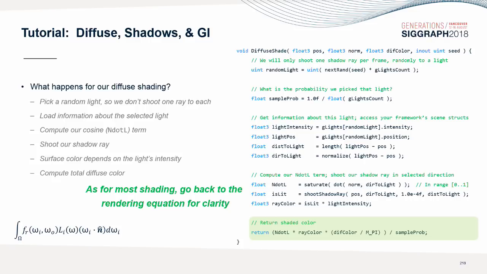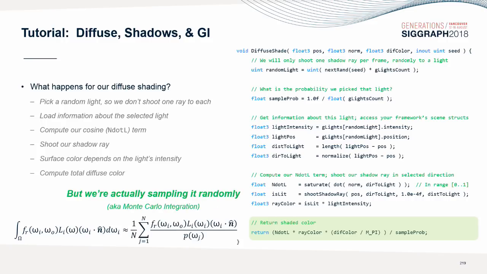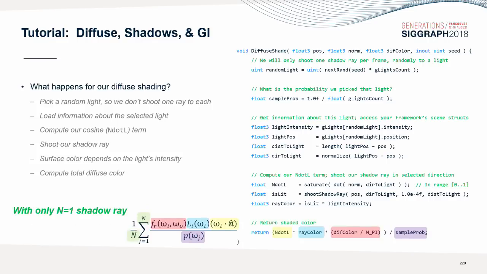Now, most of the time, we're not actually going to do analytic integration. We're going to do something like Monte Carlo sampling, which will look something like this. In our case, we're only shooting one shadow ray here, so n is 1. We have n.l that we just computed above in the shader. We have our incident light, which is the light intensity modulated by our visibility term. And we have the BRDF, which for physically based diffuse is the albedo over pi. And then we need to divide by the probability of our sampling, which is why I computed that up top as 1 over the number of lights. And so that is my diffuse shade function.